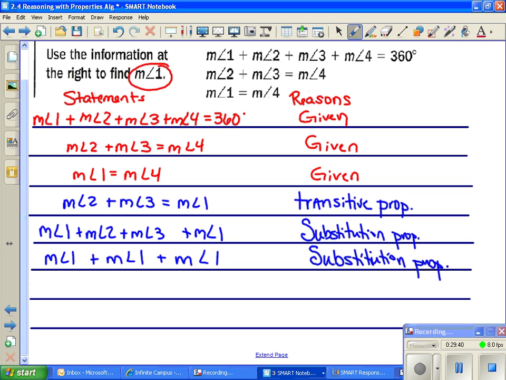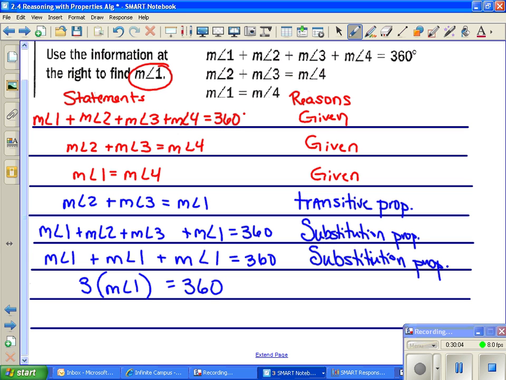How many measures of angle 1 do you have? 3. So you have 3 measures of angle 1. Excuse me, and they equal 360. I left that off. You need that. 3 measure of angle 1, and that equals 360 degrees.